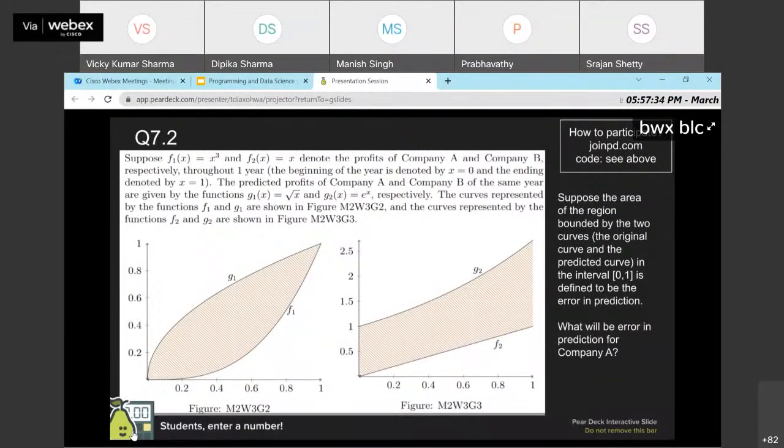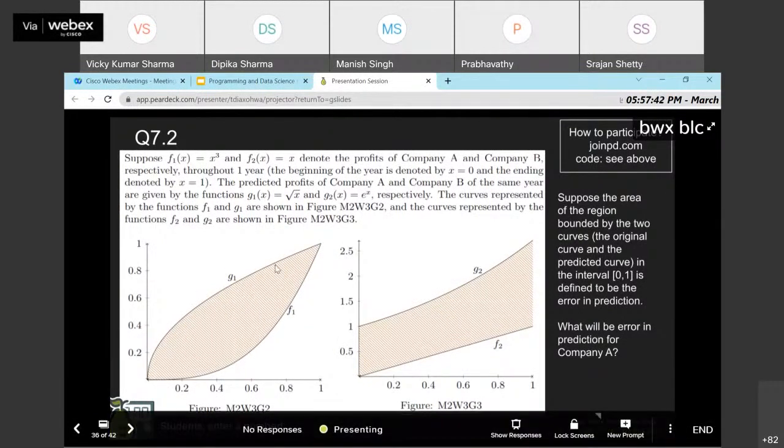Same graph, same everything. What will be the error in prediction for company A? So company A is this left hand side. Those who are feeling bored to read this, I'll tell you what you have to really do here. This left hand side graph indicates the profit profile of company A. You see this shaded region, this indicates the error in prediction. So you have to find this shaded area. That will tell you the error in prediction. So that's all you have to do.